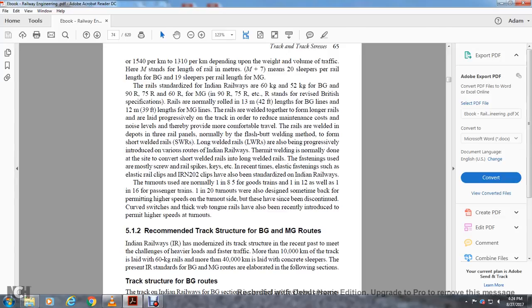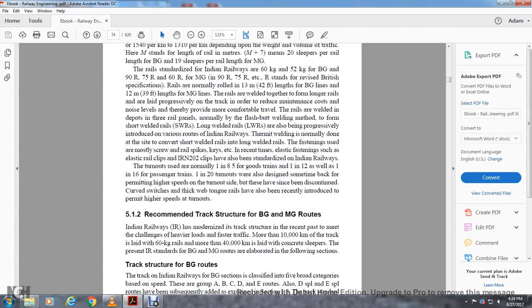Curved switches and thick web tongue rails, thick tongue rails, have also been recently introduced, permitting higher speed at turnouts. The recommended track structure is given for broad gauge and main meter gauge routes. Indian Railways modernized track structure in the recent past to meet the challenge of heavier loads and faster trains. More than 10,000 kilometers of track is laid with 60 kg rails and more than 4,000 kilometers laid with concrete sleepers.